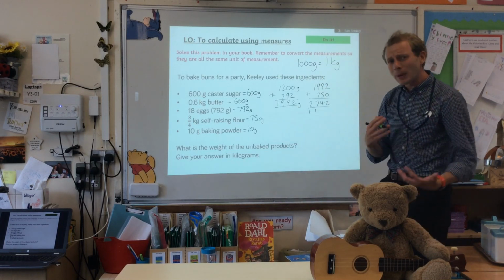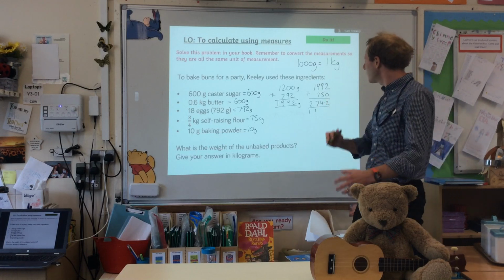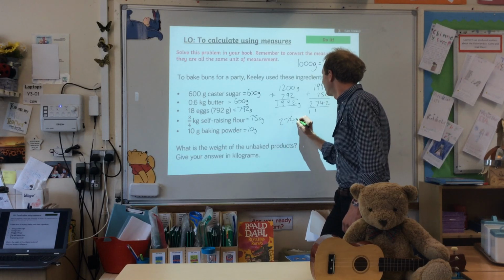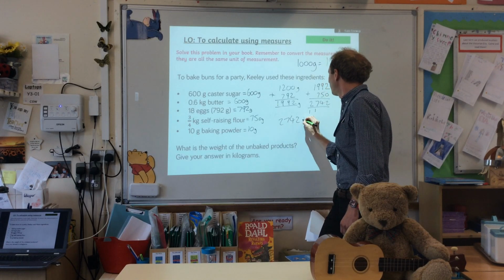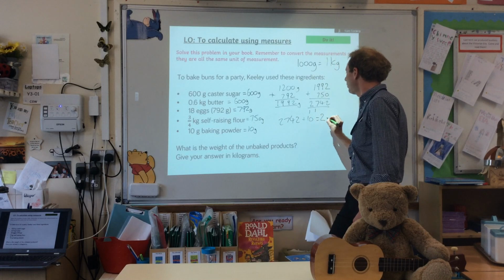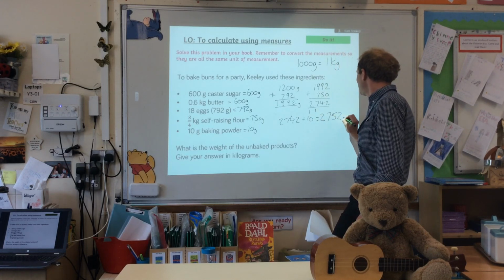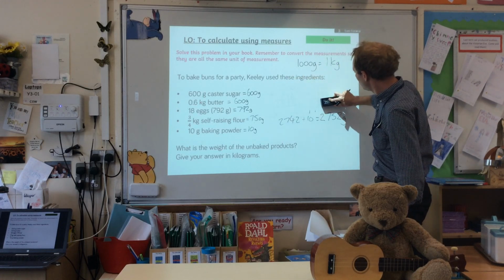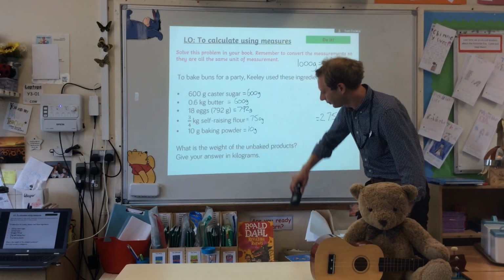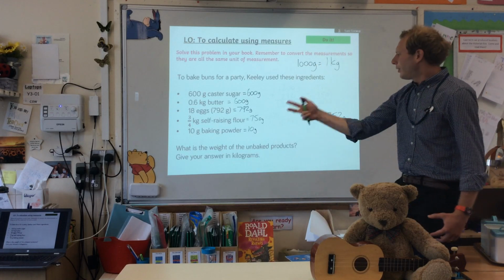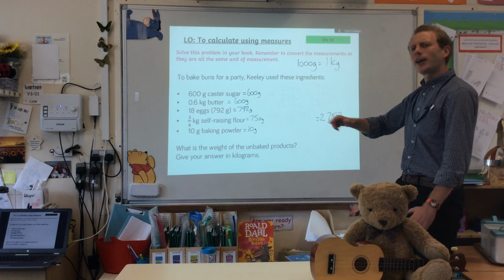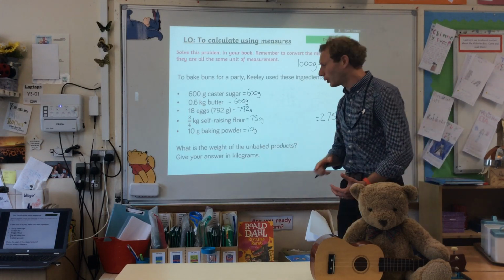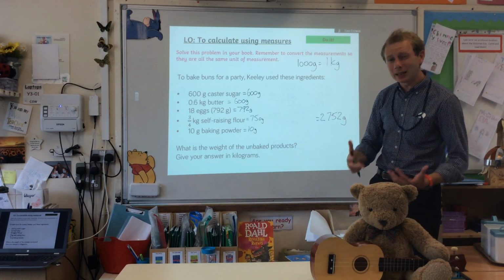And the final one I need to add is my baking powder, which is only 10 grams, so I'm going to add 10 grams to 2,742, which is going to give me 2,752 grams. What is the weight of the unbaked products? 2,752 grams. Now you think I might need to stop there, but actually if I go back to the question, it says to me, give your answer in kilograms.